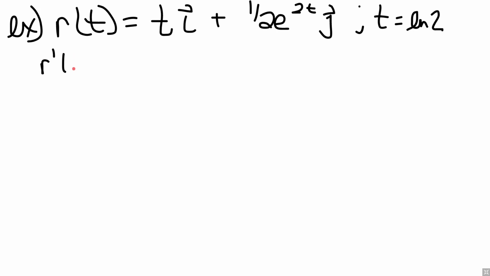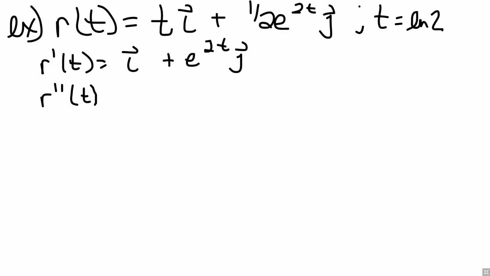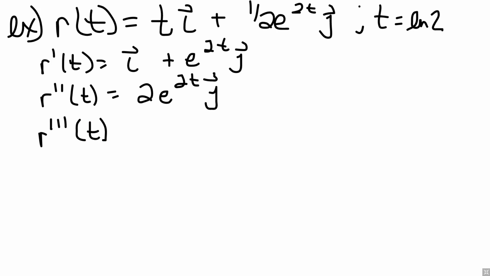So r prime of t is just going to be i plus e to the 2t in the j direction. R double prime of t is just going to be 2e to the 2t in the j direction. R triple prime of t is going to be 4e to the 2t in the j direction. Any questions there?